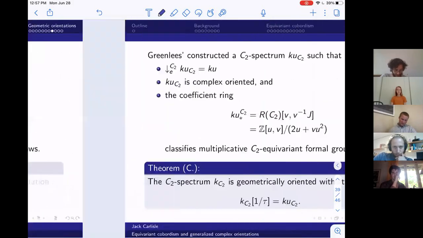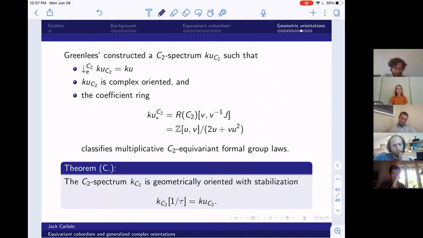And so I guess the final punchline of my talk will be that if we start with the honest to goodness connective cover of K theory, then that is a geometrically oriented spectrum. And if we invert the class tau, we actually obtain Greenlees connective K theory spectrum. So this theory of geometrically oriented spectra provides a new and interesting link between honest connective K theory and this sort of ad hoc, well, maybe I shouldn't call it ad hoc, but this sort of important equivariant analog of K theory, which is not actually the connective cover.